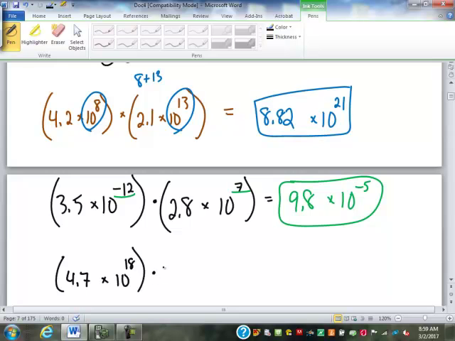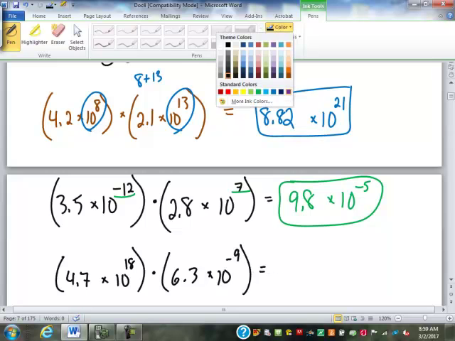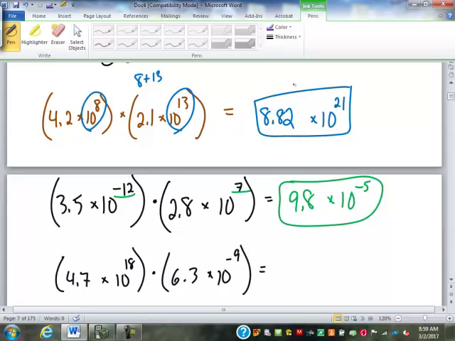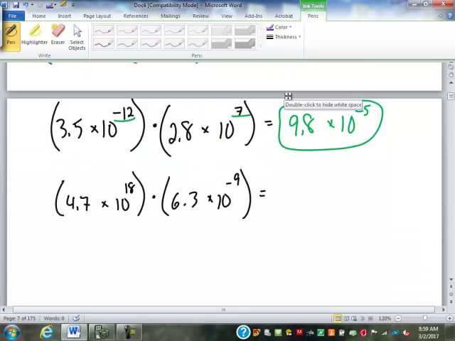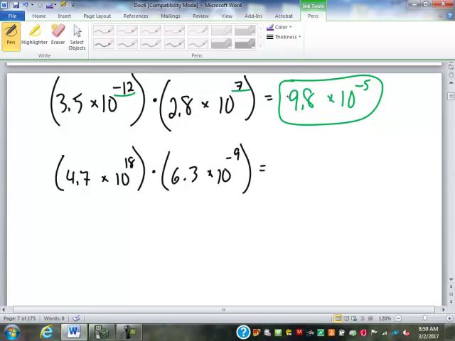So 4.7 times 10 to the 18th times 6.3 times 10 to the negative 9. Where do I start? Perfect. 4.7 times 6.3, which gives us 29.61 times 10 to the 18th times 10 to the negative 9, which is going to be 18 plus a negative 9, which is 9.